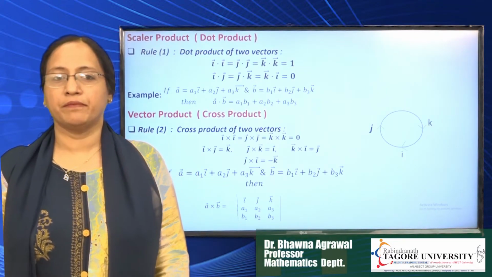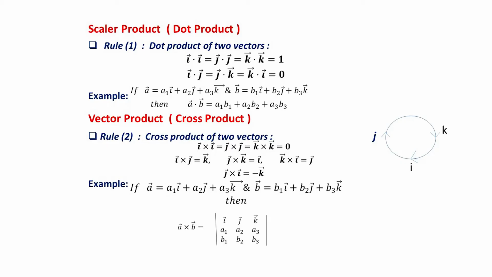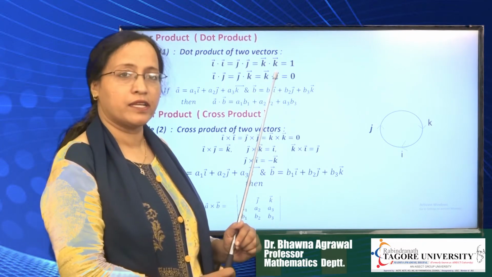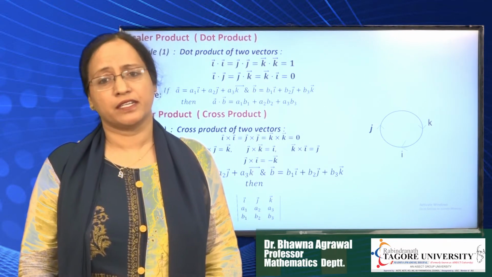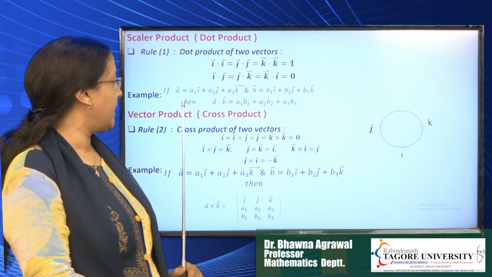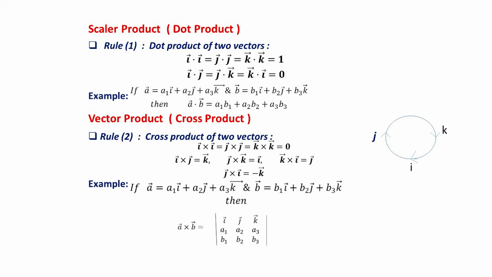As you are already familiar with multiplication, in vectors we use the dot product and the cross product. The dot product gives the scalar product. Rule first: the dot product of two vectors with similar terms, i dot i, j dot j, k dot k, is 1. That is, if they are similar, it is 1. For different ones, it is 0. For example, if you take a vector A equal to A1 i plus A2 j plus A3 k, and another vector B equal to B1 i plus B2 j plus B3 k, the dot product between these two vectors will be A1 B1 plus A2 B2 plus A3 B3.